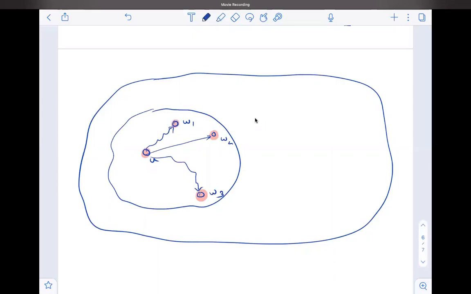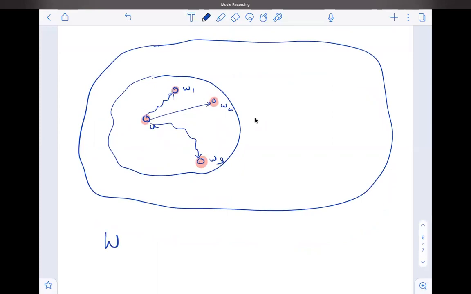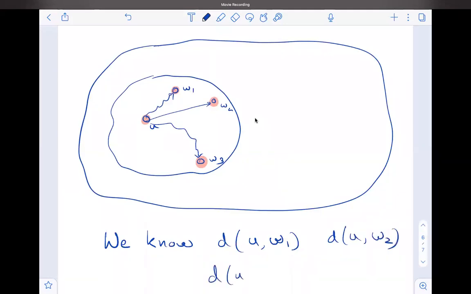So what do we know at this point? We know the distance between U and W1. We know the shortest path between U and W2. We know the shortest path between U and W3. We know all of it. And now there exists a vertex, let's call this one Z, that is outside this. Now, how do I know the shortest path between U and Z?